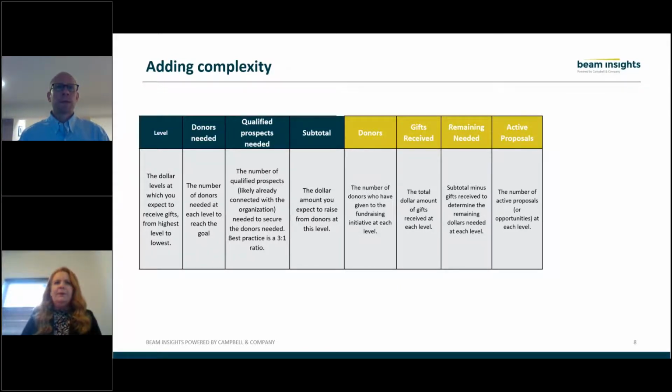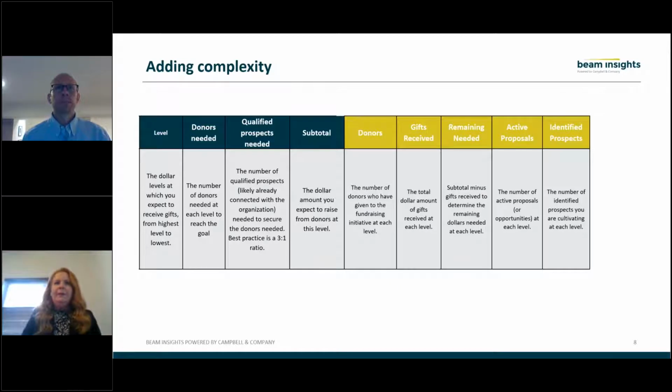So if we think about a campaign, for example, and you are entering proposals actively for prospects that you're currently cultivating, those would be mapped to this gift table as well. So you can understand your pipeline and where you still need to fill in gaps in the gift table.